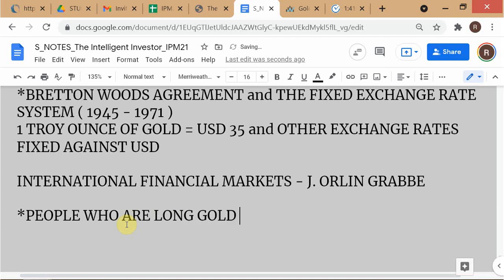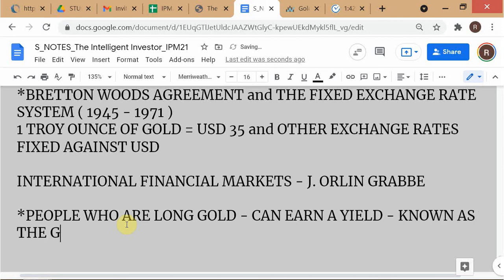It's not correct to say that there is no income. Maybe the income is low at a point of time, but a gold holder can earn a yield known as the gold lease rate. So you should know that there is something in the market called a gold lease rate. Now, at a point of time, it may be a low figure or it may be a high figure, depending on what the supply-demand balance is for gold at that time. But there is something called a gold lease rate.